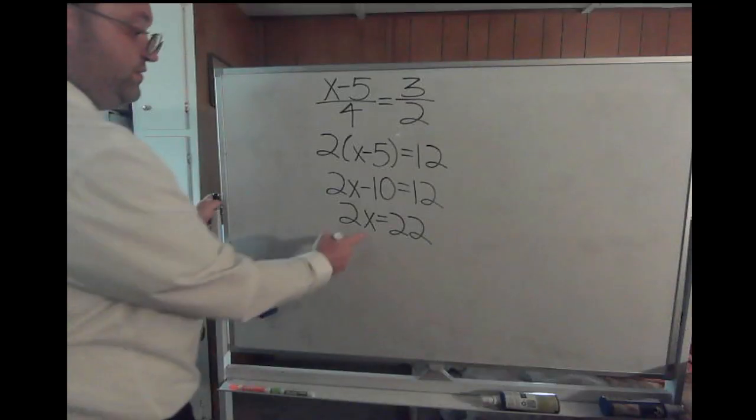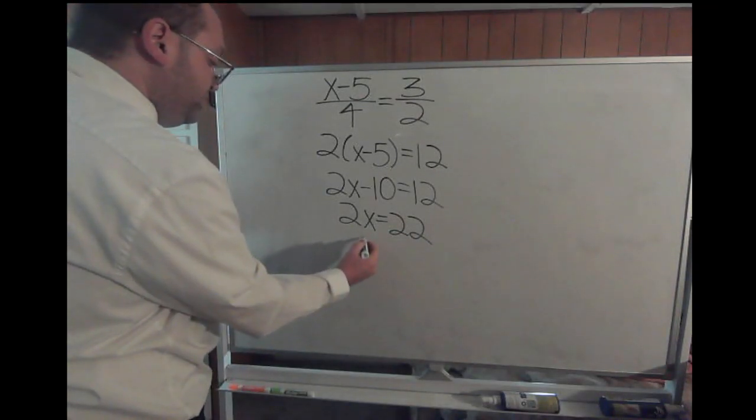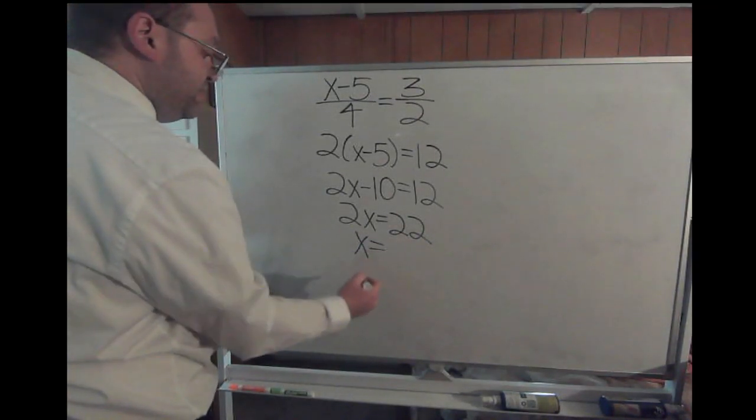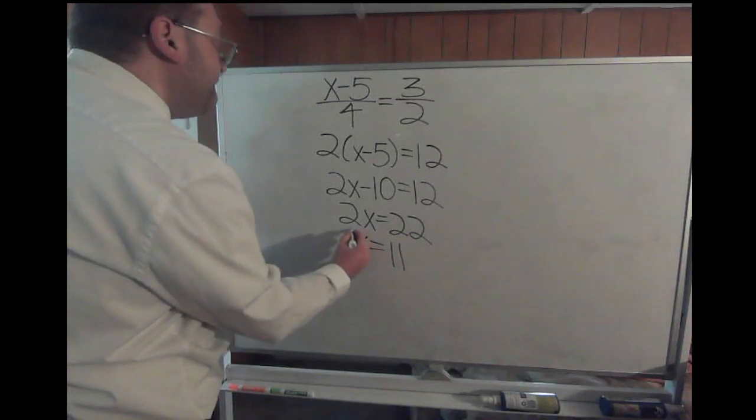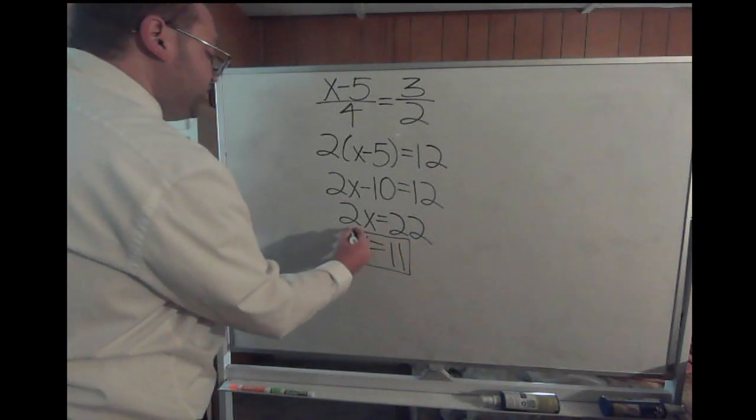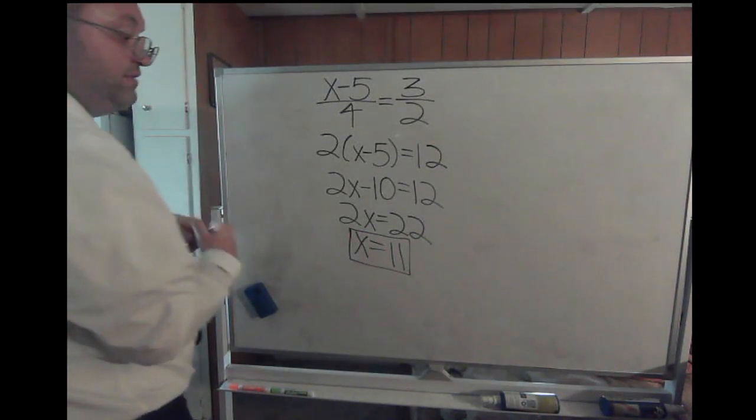And now we want to solve for x by itself. Divide by 2, you get x. Divide the right side by 2, you get 11. So the answer you should get is x equals 11.